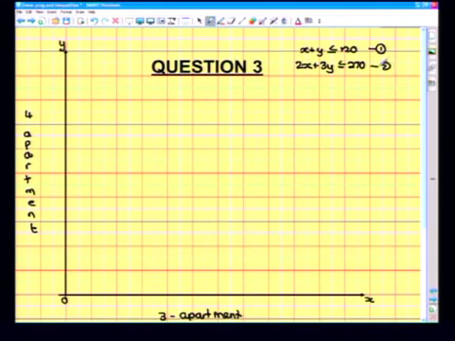Now, if I look at this first one, if x was 0, y would be 120, because remember, I block the x up. And then if y is 0, the x is 120. So we've got that. This one here, if x is 0, y is going to be 90, and if y is 0, x is going to be 135. Okay, so that gives me the points we have to plot.